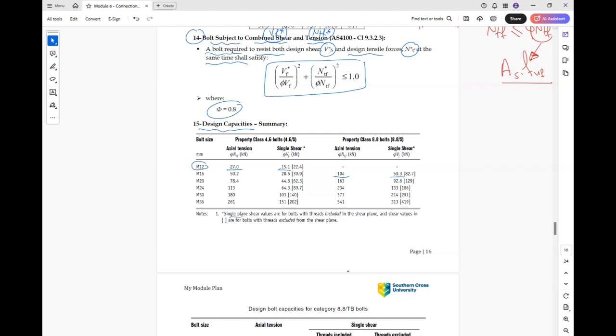In brackets, single plane shear values for bolts with threads included in shear planes, and shear values in brackets are for bolts with threads excluded from the shear planes. So the values in brackets are if you exclude the threads in shear planes.